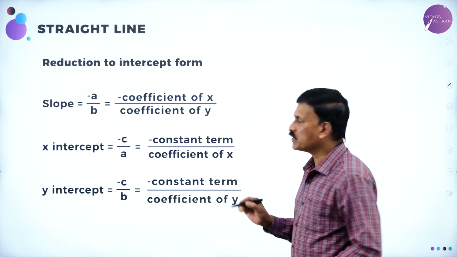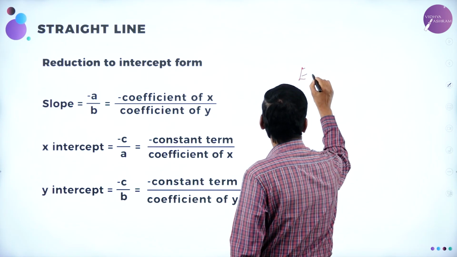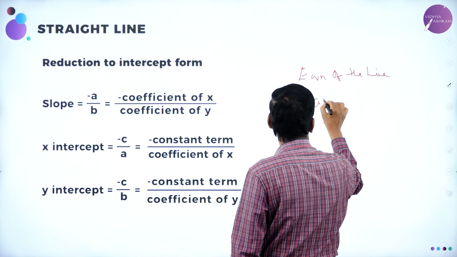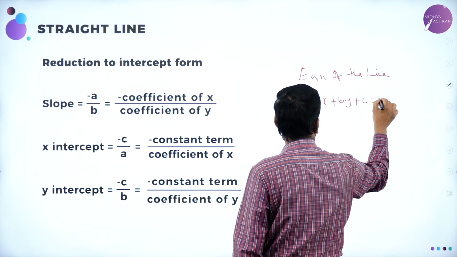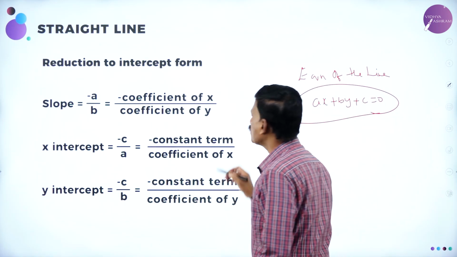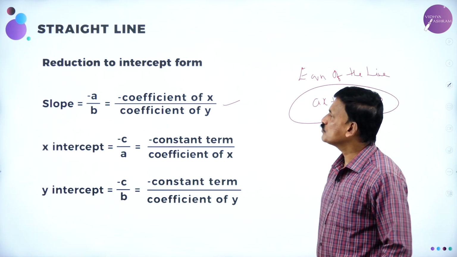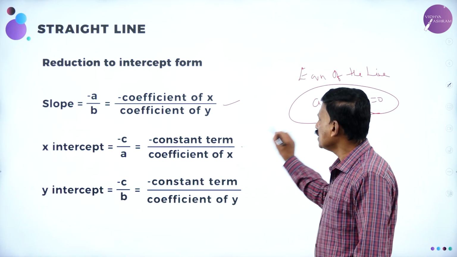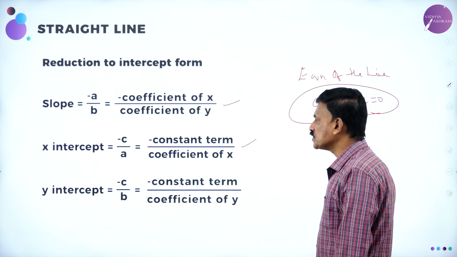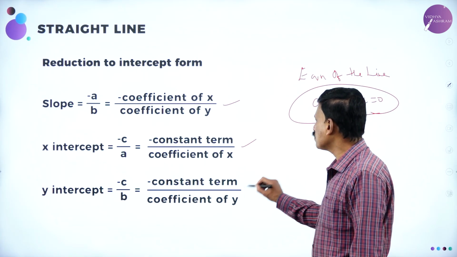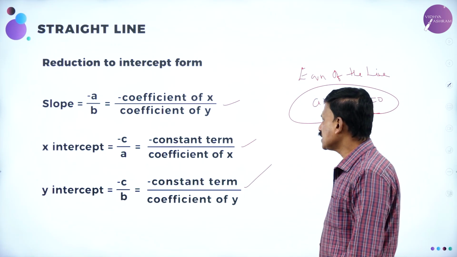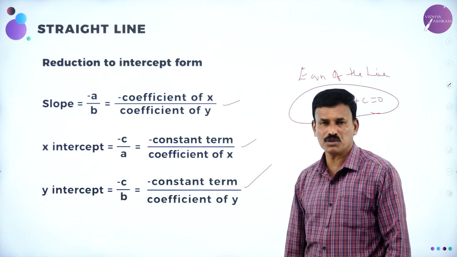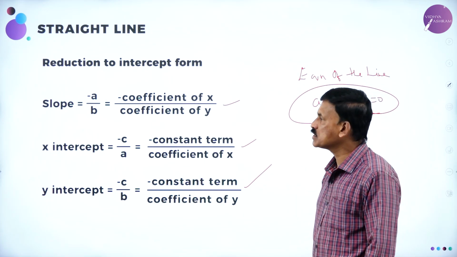Now in general, for the line ax plus by plus c is equal to 0, the slope m is equal to minus a by b, that is negative coefficient of x by coefficient of y, and the x-intercept is minus c by a, that is negative constant term divided by coefficient of x, and the y-intercept is minus c by b, that is minus constant term divided by coefficient of y. So these are very important formulas to solve the problems. Now move on to the problems based on these concepts.